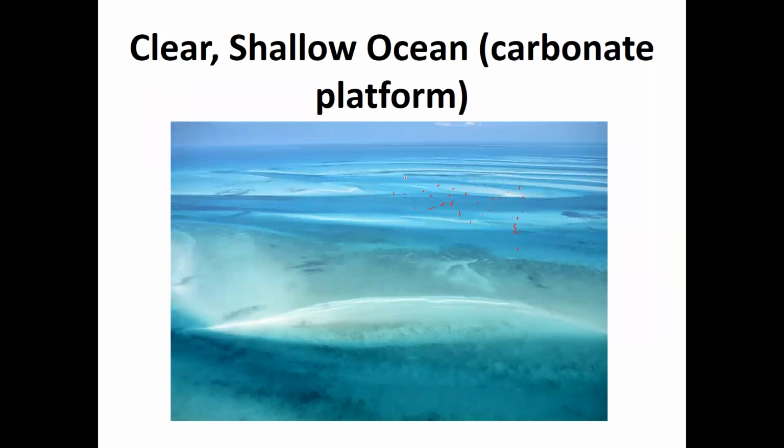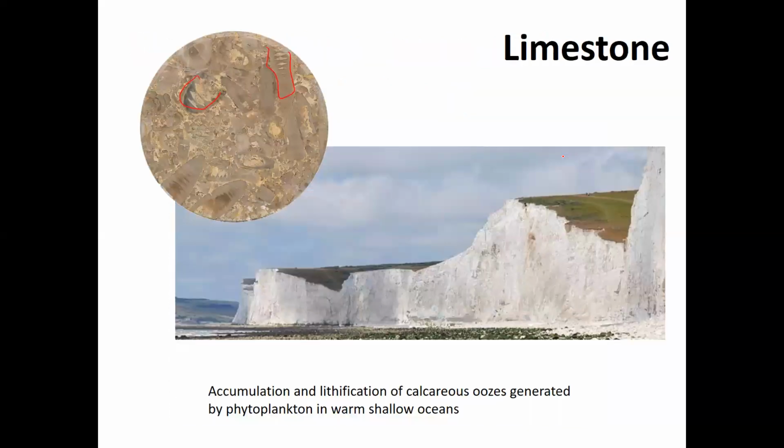This white sediment is from the remains of calcareous phytoplankton. Phytoplankton that make calcium carbonate exoskeletons form what is called calcareous ooze. So calcareous ooze was accumulating on the seafloor for a really long time. Then it was compacted and lithified to form this limestone.